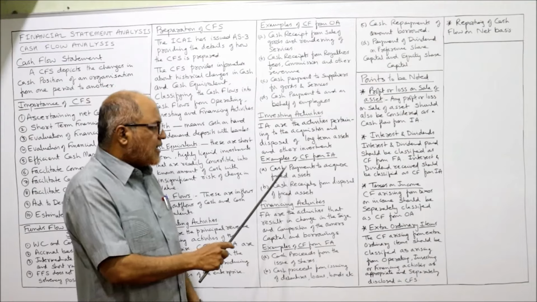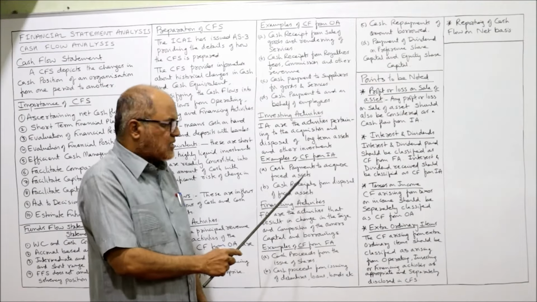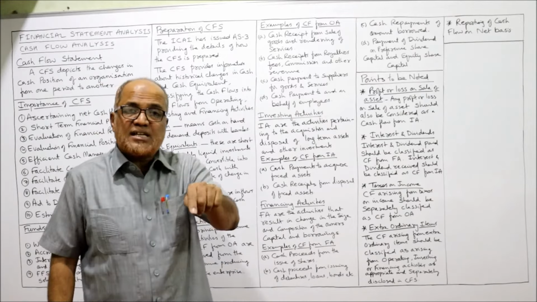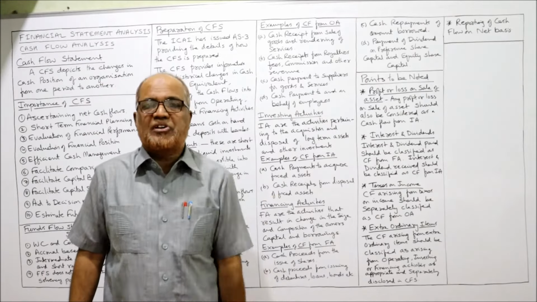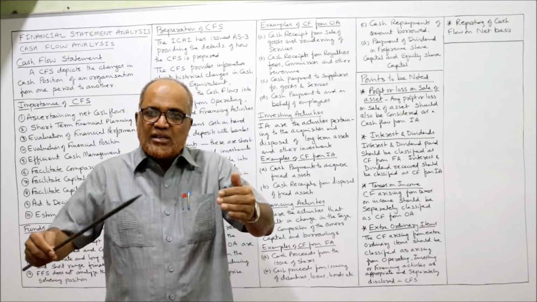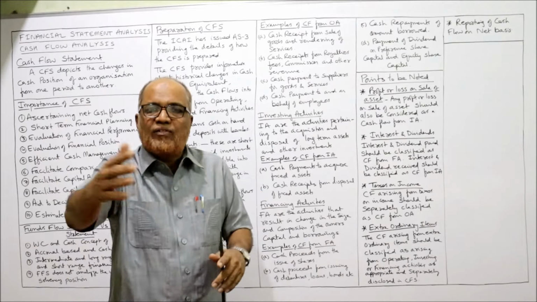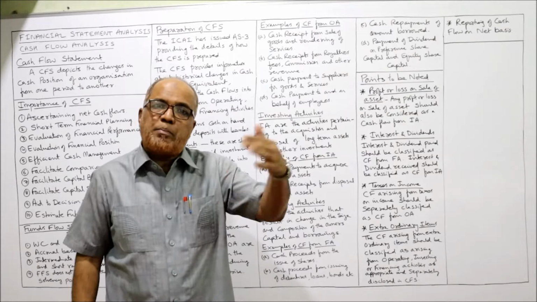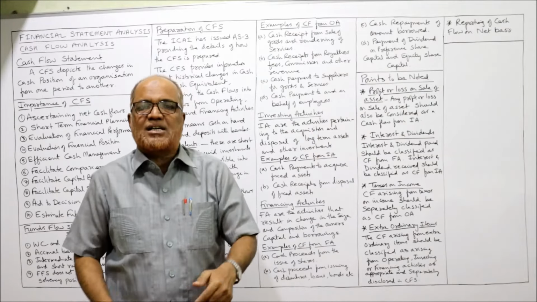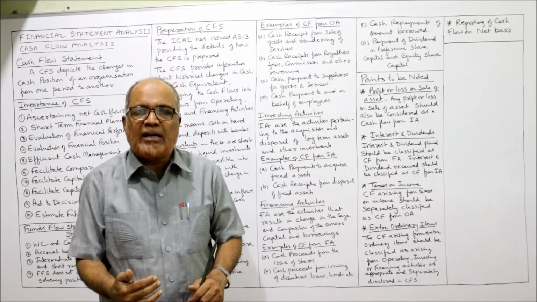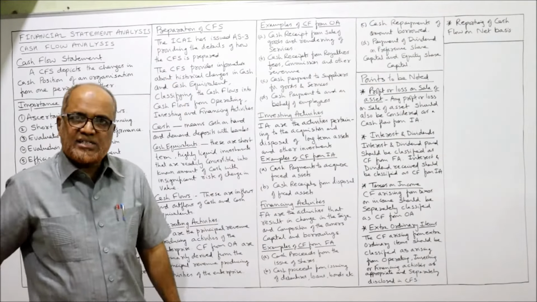So examples are cash payment to acquire fixed assets. Similarly, cash receipts from disposal of fixed assets and also long-term investments. So cash received on sale of fixed asset, cash received on sale of investment. Similarly, cash paid on purchasing the fixed asset, cash paid on purchasing the long-term investment will come under investing activity.